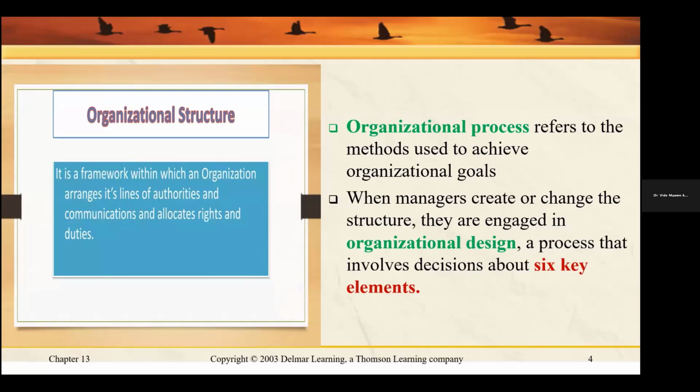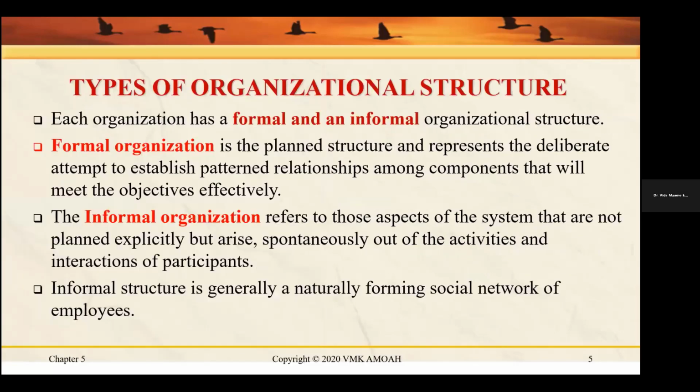These are the types of organizational structure. We can have a formal and informal organizational structure. The formal structure is planned. It represents the deliberate attempt to establish a pattern of relationships among components, made to meet the objectives of the organization, for an effective organization.